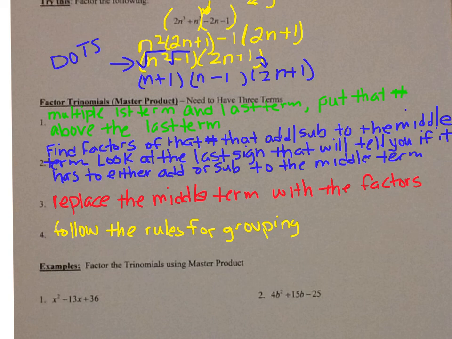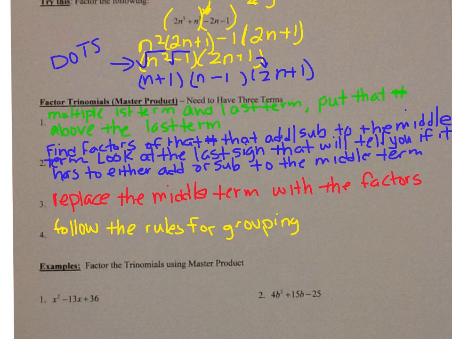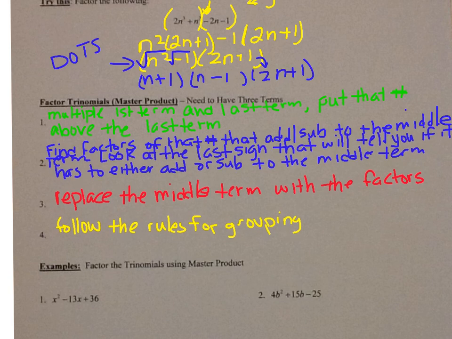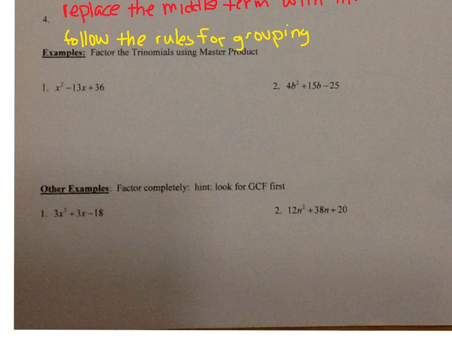Let's take a look at the first example. Okay, so our first example is x squared minus 13x plus 36. So the first thing we're going to do is multiply the first term times the last term. So we're multiplying x squared times 36. So we get positive 36x squared, and look where I wrote it. I wrote it right above the last term. And notice that I put a positive here because it's positive 36x squared.